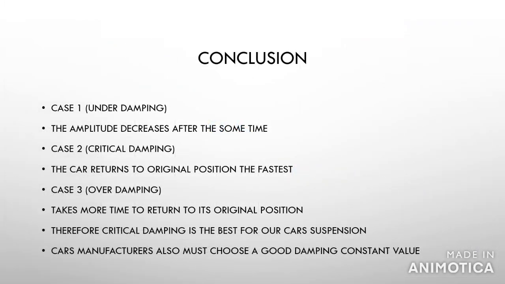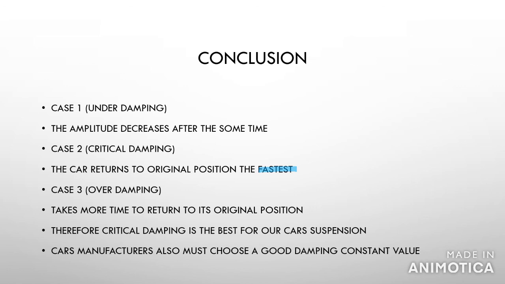So in conclusion, we can say that in case 1, the graph approaches equilibrium after some time, but in case 2, the graph returns to the original position the fastest. Therefore, it is the one the car manufacturers desire. In case 3, it takes more time to return to its original position, which car manufacturers don't want. So therefore, critical damping is the best for our car suspension.